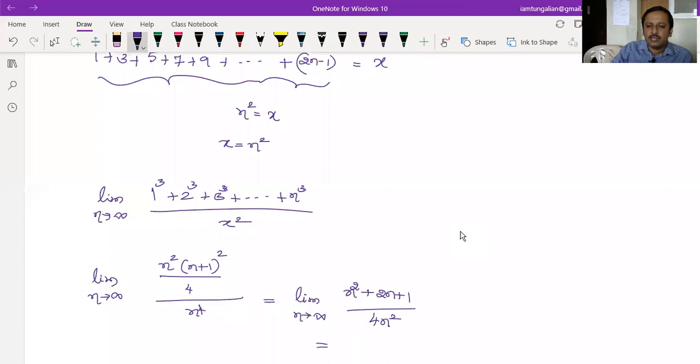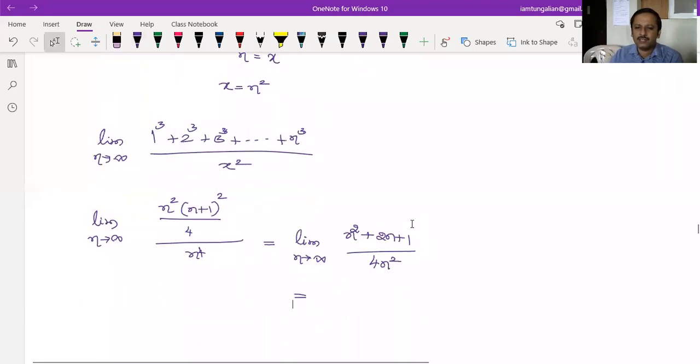That's equal to... Now n tends to infinity. Both are polynomials of the same degree. Numerator is a polynomial of degree 2, denominator is also a polynomial of degree 2. So the value of this limit is equal to the coefficient of the highest power of n in the numerator divided by the coefficient of the highest power of n in the denominator. So you will get the answer as 1 by 4.